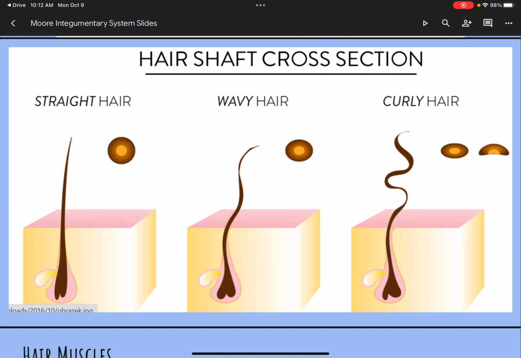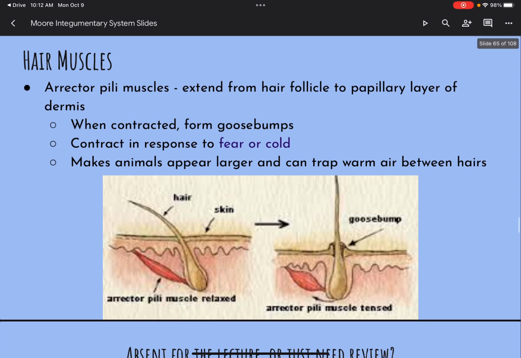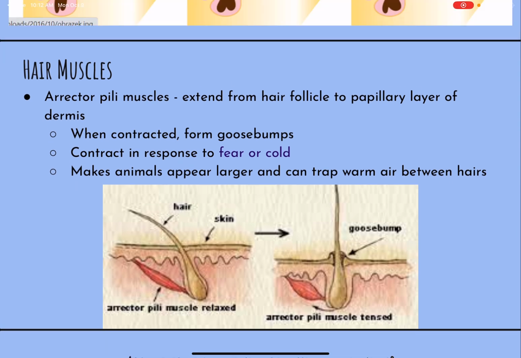If you have just kind of wavy hair, it's kind of ovalish. If it's really, really curly, you see it's really starting to flatten out there. And also, this will also grow out of the skin at a slightly different angle. That's also contributing to the curliness of the hair. And then last but not least, we have these things called erector pili muscles. Erector pili muscles, every hair on your body has an erector pili muscle attached to it. So it attaches to the bottom of the hair follicle and then extends up and connects just right at that basement membrane between the epidermis and the dermis.